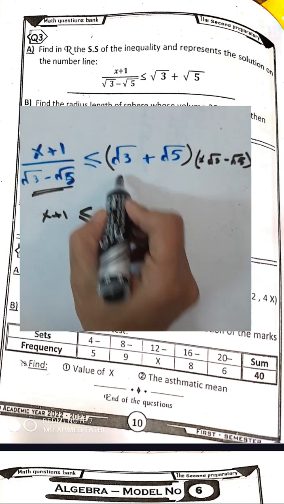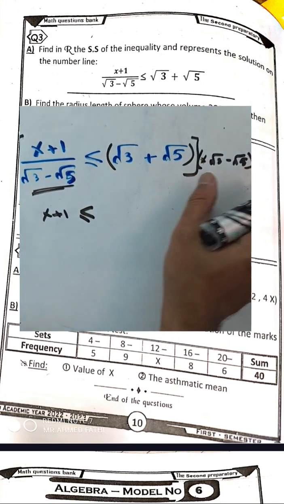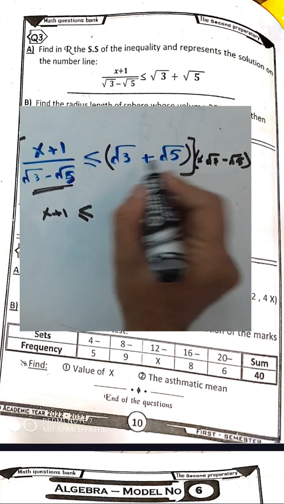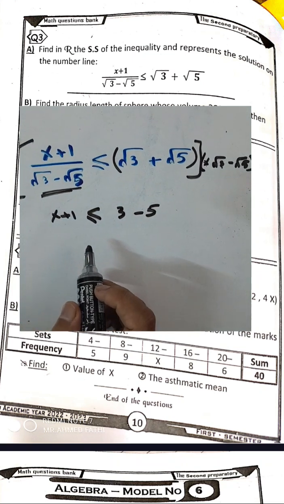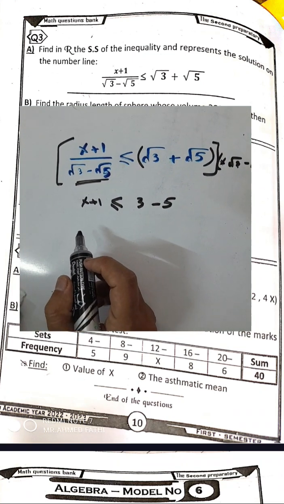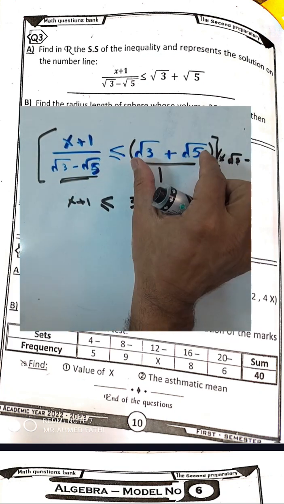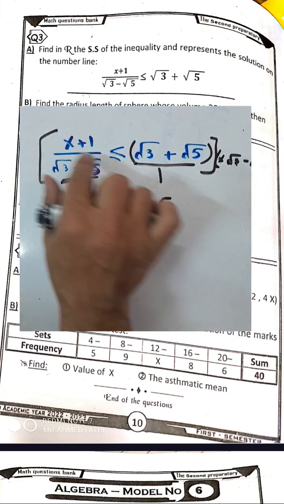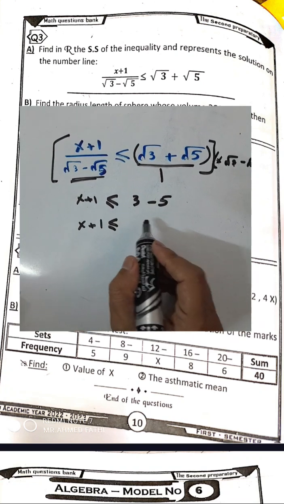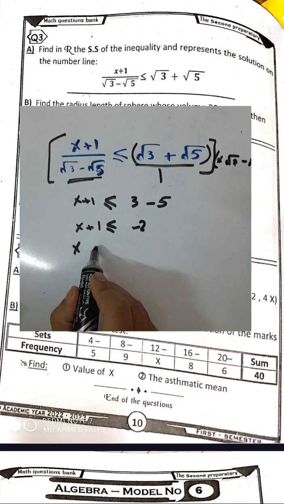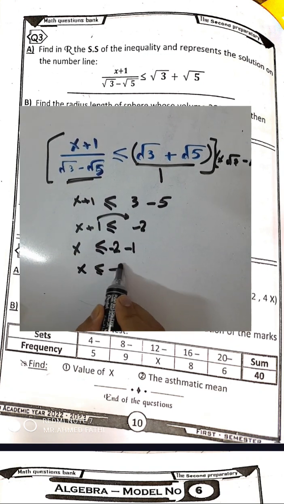And we will multiply this brackets by brackets. We have the conjugate here, root 3 times root 3 will be 3, and root 5 times root 5 will be 5, and the sign is negative here. Or you can use the product of extremes equals product of means property: root 3 minus root 5 times root 3 plus root 5 will be 3 minus 5, and 1 times x plus 1 will be x plus 1, less than or equal to 3 minus 5, which is -2. Then you can move 1 to the right hand side by changing the sign. Then x is less than or equal to -3.